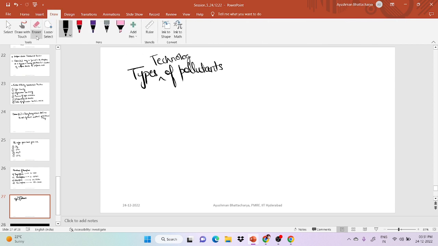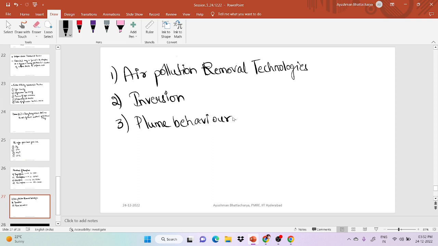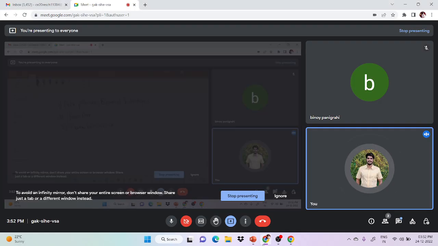Air pollution removal technologies. In a one-hour session it is difficult to cover inversion, their conditions, and under what condition each type of inversion forms. Those are very important. And what is lapse rate, what is adiabatic lapse rate. It is better that you just read. And there is plume behavior. Read all those for better understanding and conceptual clarity.